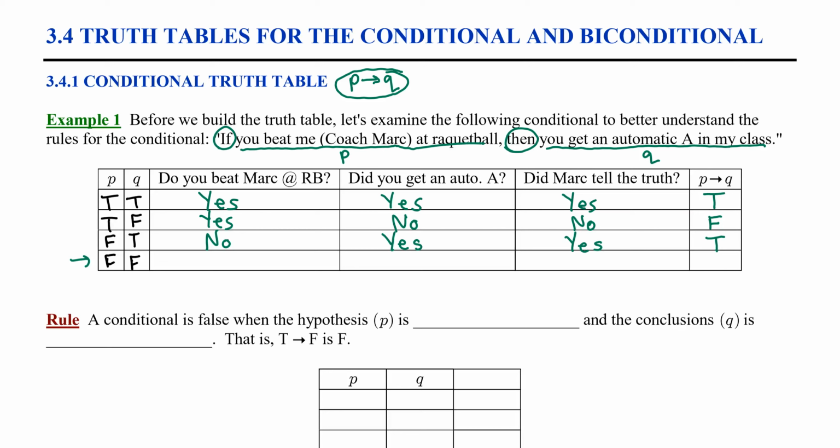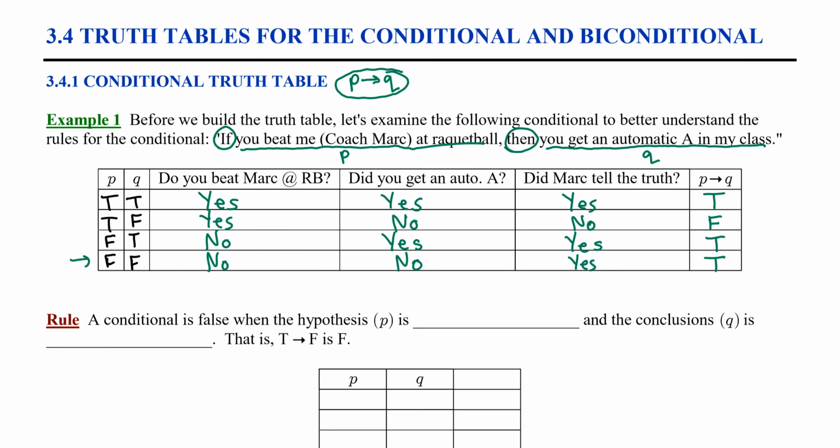In this case, we're assuming that P is false. So if P is false, did you beat Mark at racquetball? Nope. We're also assuming that Q is false. Did you get an automatic A in his class? No. Well, let's consider, did Mark tell the truth? So you, like many other students, attempt to beat Mark at racquetball and you don't beat him, and you end up not getting an automatic A. You just have to receive the grade that you earned, right? Well, what about the statement in his syllabus? Is it still a true statement? Yes, it is still a true statement. So his conditional statement is true.